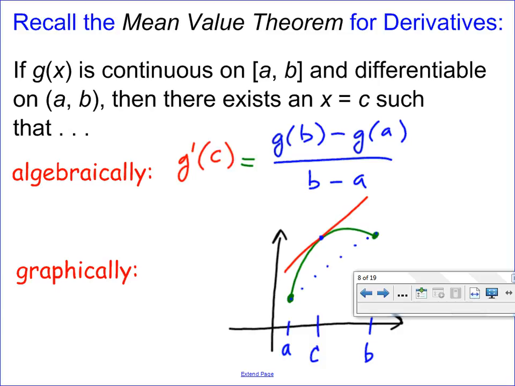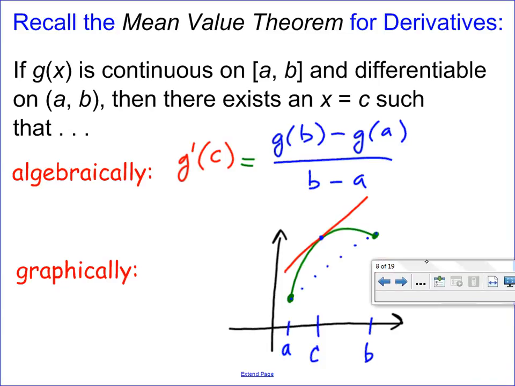Awesome, thank you, Tyler. So I've drawn my red tangent line, the instantaneous rate of change of G at a particular place, in red to match the symbolic representation. G prime of C is the instantaneous rate of change in my green function G. Then the slope of the secant line is blue, given by G of B minus G of A all over B minus A. Awesome. So we've got our graphical representation, and then we have our algebraic representation.